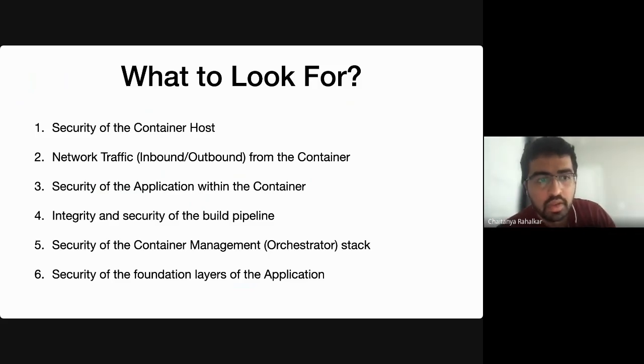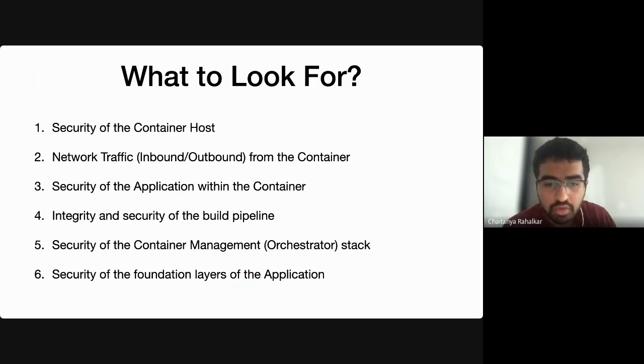So we look at how to secure the container host, the network traffic that is going in and out of the container, the security of the application that is running within the container, the integrity and security of the build pipeline, and the security of the container management stack that we saw. So essentially the daemon, the client, the host operating system, and the infrastructure.